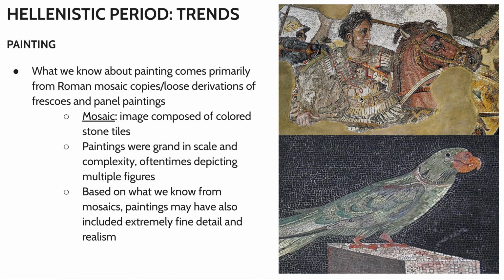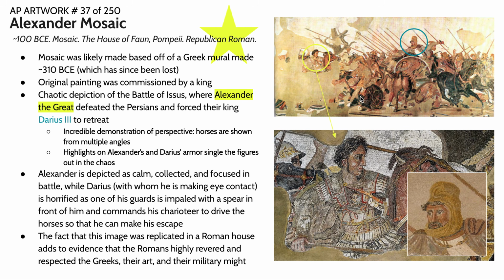So based on what we have of these mosaics, we can ascertain that paintings were quite grand in scale and in complexity, oftentimes depicting multiple figures and foreshortening these complex scenes where you see a foreground, a midground, and a background. There's also a suggestion of incredibly fine detail and realism.